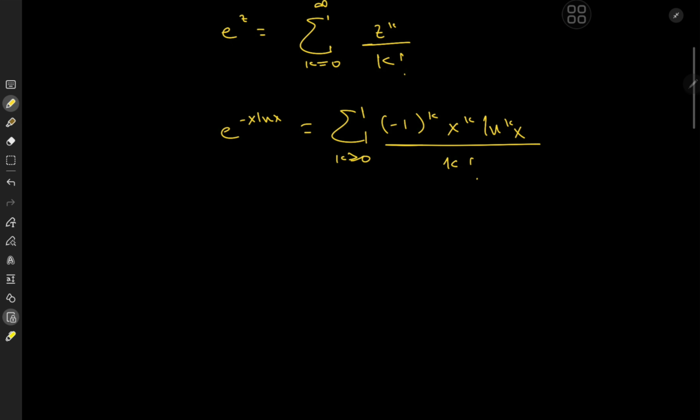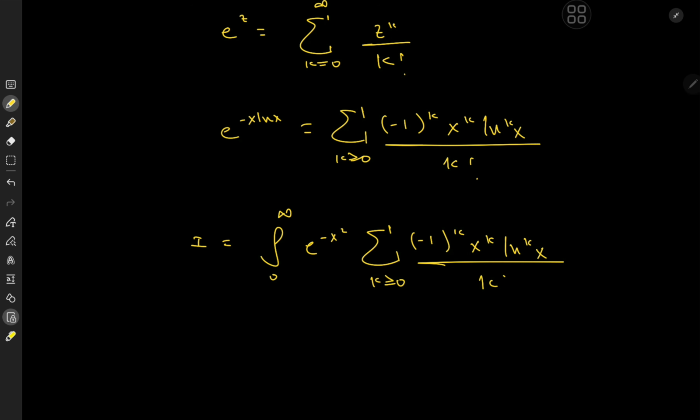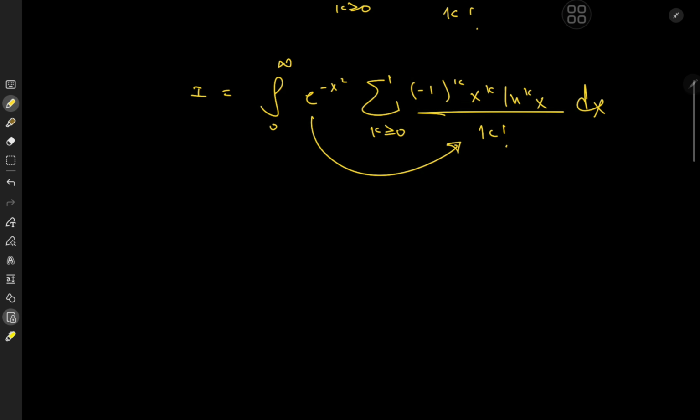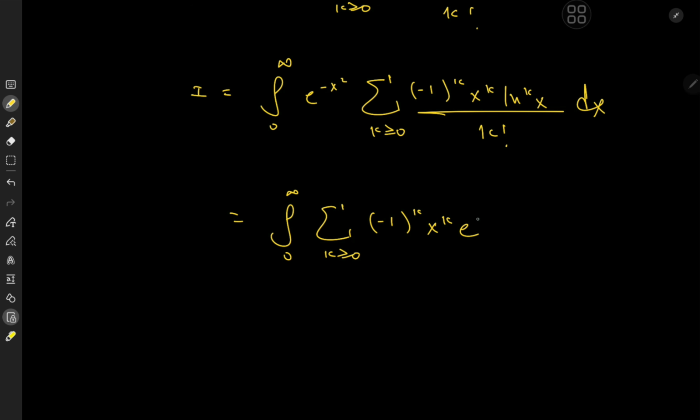So subbing this into my target integral I yields the integral from 0 to infinity of e to the minus x squared times the sum over k of negative 1 to the k x to the k log to the k of x over k factorial dx. This thing being independent of the index variable k can be taken inside. So we have the integral from 0 to infinity of the sum over k of negative 1 to the k times x to the k e to the minus x squared log to the k of x over k factorial, terribly sorry about that, dx.